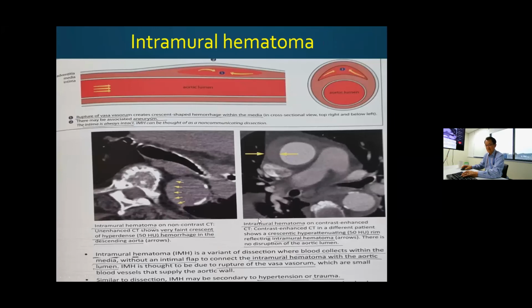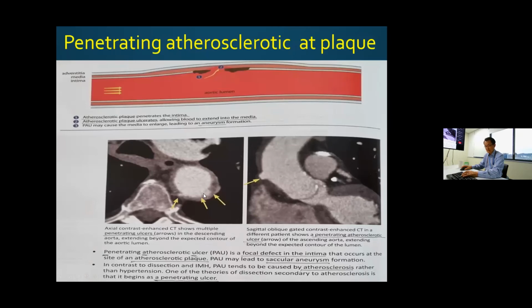And the blood clot, so intramural hematoma. So here is the hematoma. So this is the true lumen, but this is the false lumen here. So this kind of irregular ulceration also makes the things.